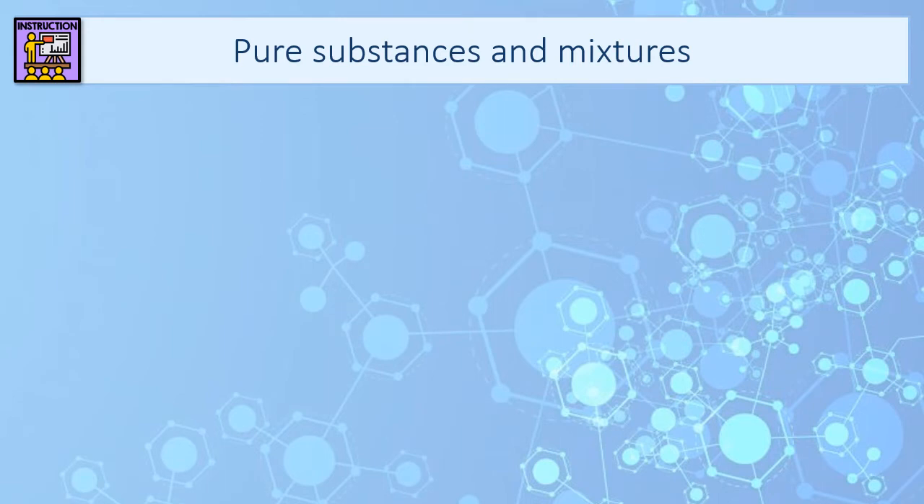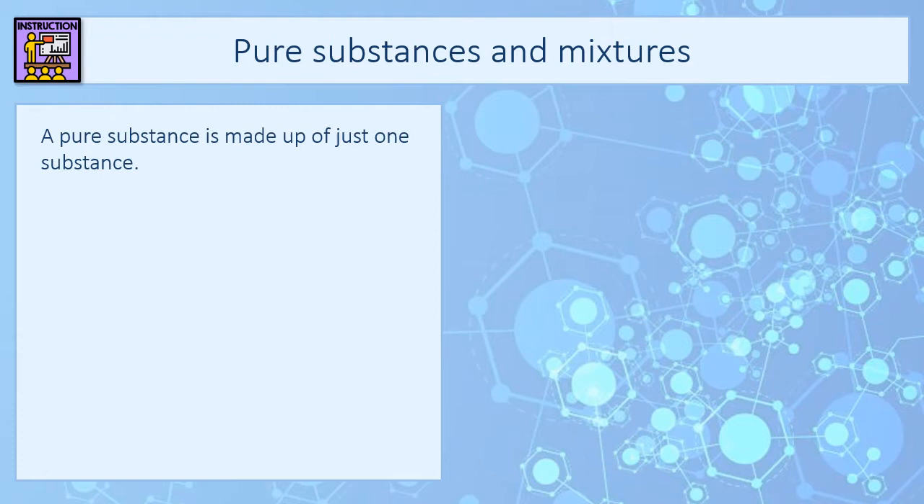So we'll start this session by talking about pure substances and mixtures, the differences between those, and also some examples. So in everyday life, we often use the term pure, not in a chemical context. So you might talk about pure orange juice when you buy that from the supermarket. Now that substance isn't what we would call chemically pure, and you'll see why not in just a moment.